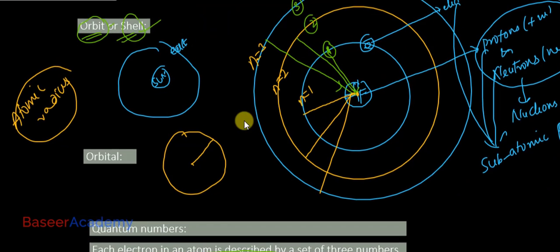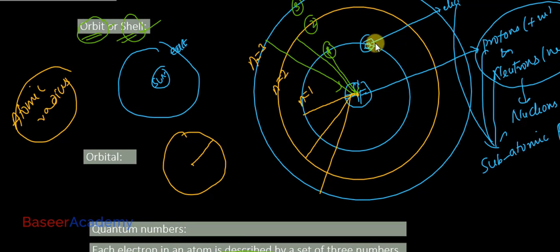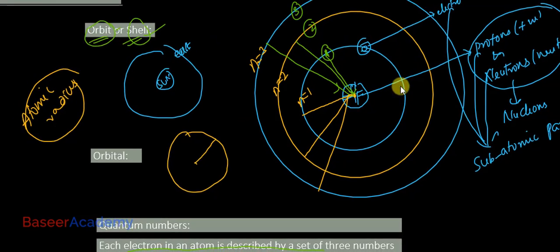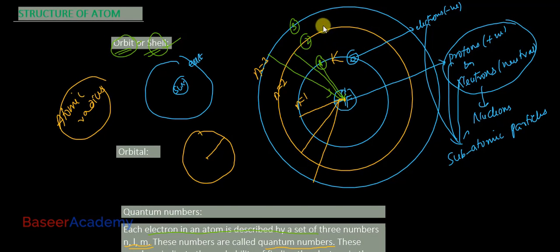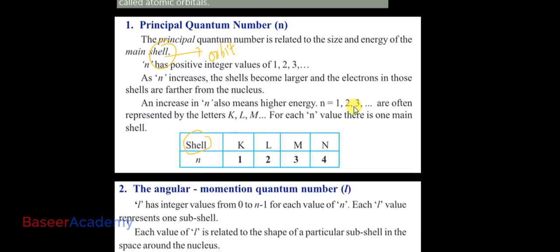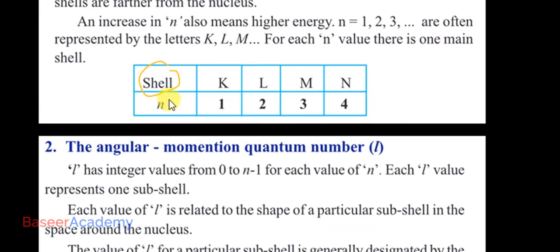And these shells here, a shell is nothing but an orbit. So these shells here are denoted by the letters K, L, M, and so on. n is equal to 1 means the first orbit, denoted by K. n is equal to 2, the second orbit, denoted by L. n is equal to 3, the third orbit, denoted by M, and so on. You can see that in this table also: n, 1, 2, 3, 4; K, L, M, N. The first orbit is denoted by K, the second orbit denoted by L, and so on, right?